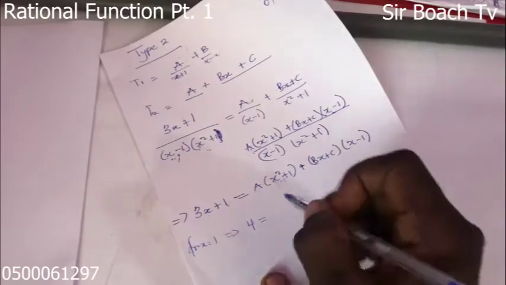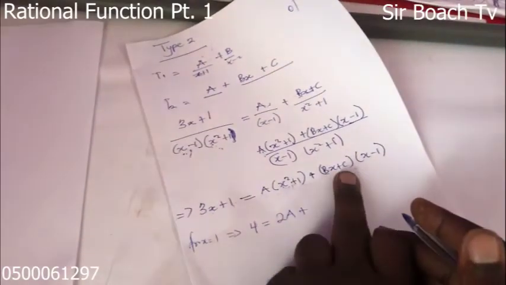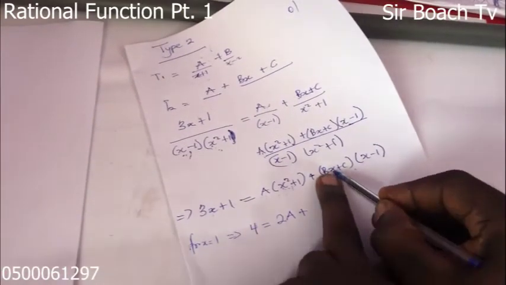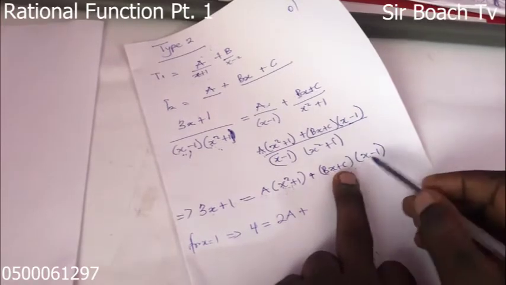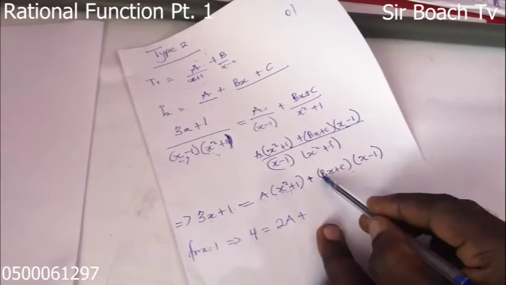So we are going to get 2a. Then plus, let's put 1 here. If I put 1 here, I'm going to get b plus c, right? Good. Multiplying by 1 again, so 1 minus 1 is 0. So this will make everything here go to 0.